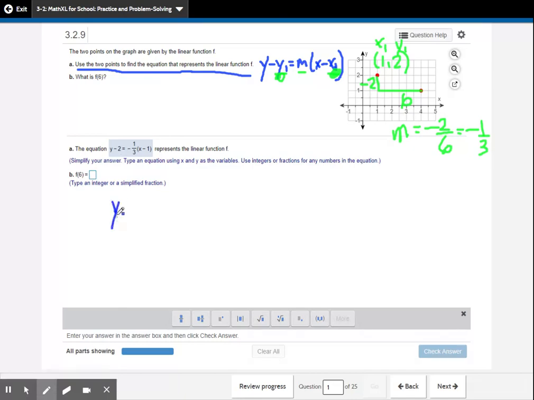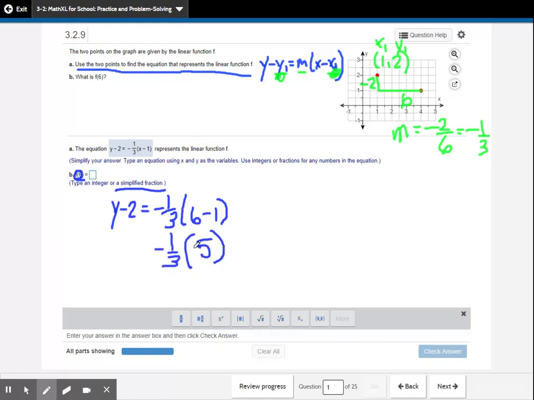I'm going to say y minus 2 equals -1/3, but instead of x, we're going to put 6. And now I'm going to simplify this. It wants us to write our answer as a simplified fraction. So 6 minus 1 is 5. We're going to multiply that by 1/3.